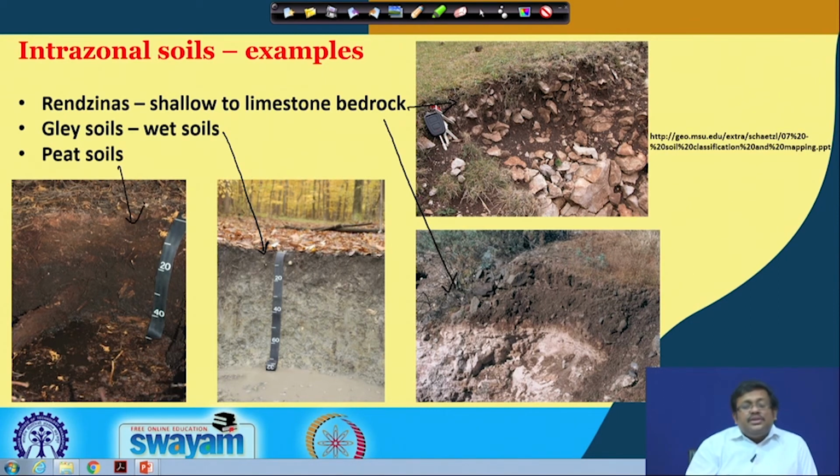So, these intrazonal soils are dominated by local characteristics. As you can see here, the rendzinas are dominated by the limestone, which is the local property, and then clay soils are dominated by wetness, which is another local property, and peat soils are dominated by high organic matter, which is also a local property. So, these are the examples of intrazonal soils.